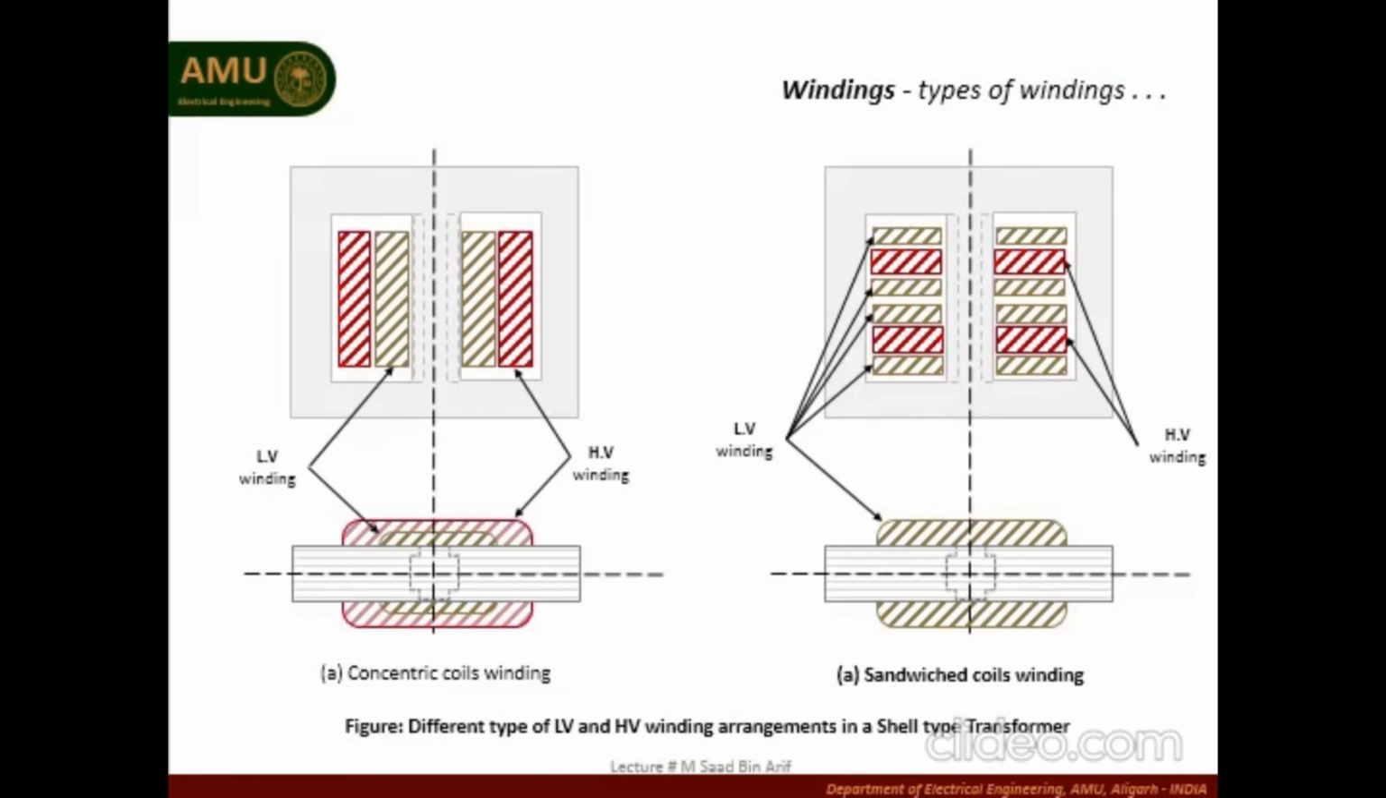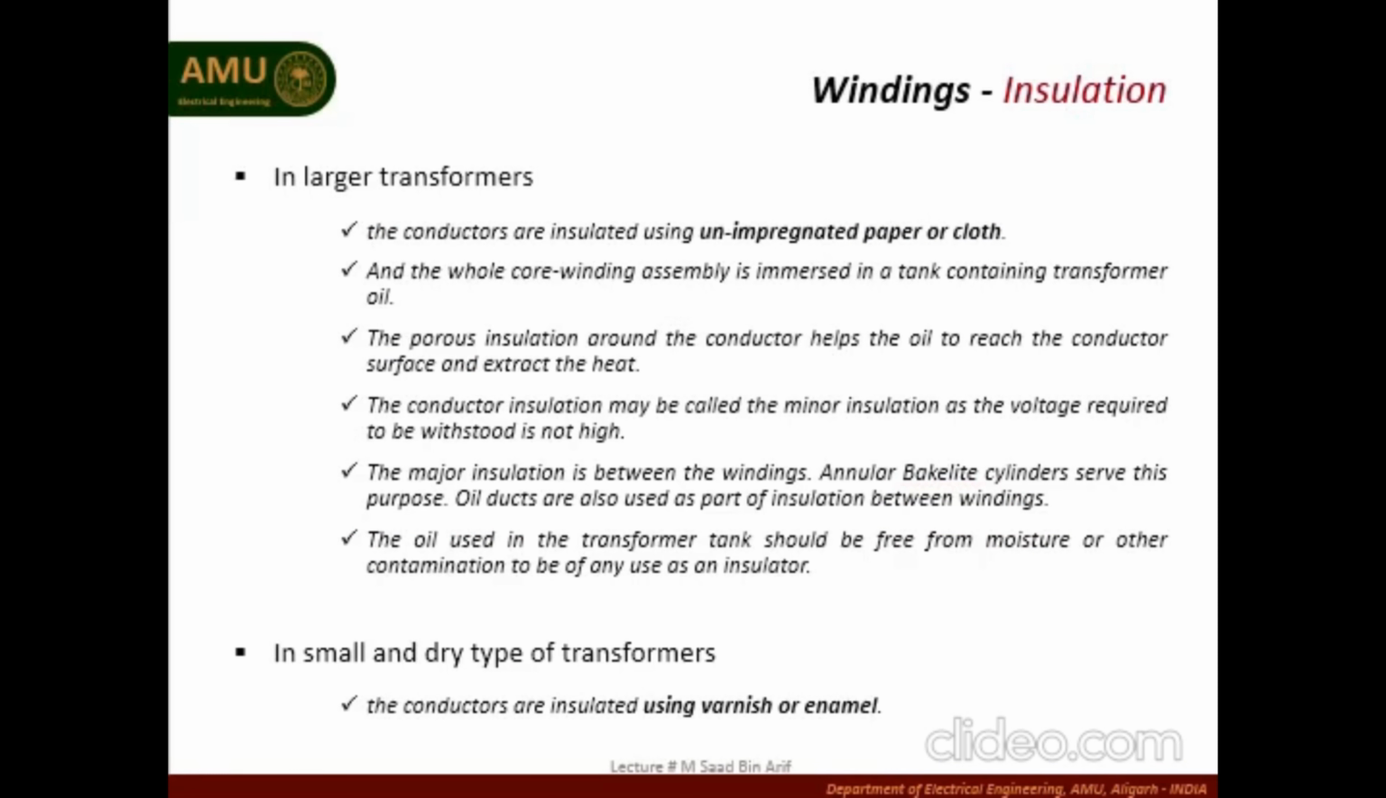Now we will discuss the insulation used or provided in the windings. Insulation is a very important part of the transformer. Good insulation will decide the reliability of the transformer. If the insulation is not provided properly, then the chances of failure increases. The insulation used in case of electrical conductors in a transformer is varnish in dry type of transformer, or you can say that in small transformers.